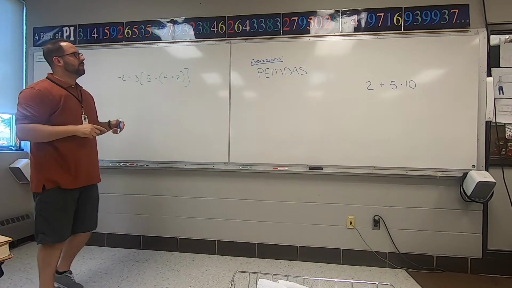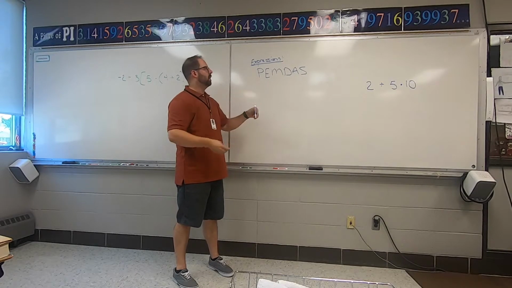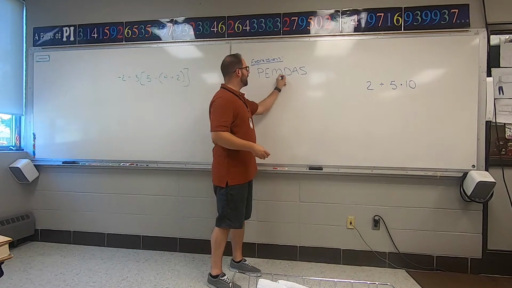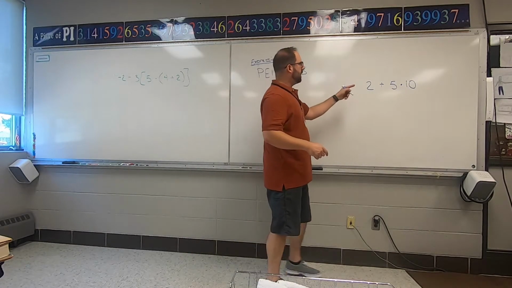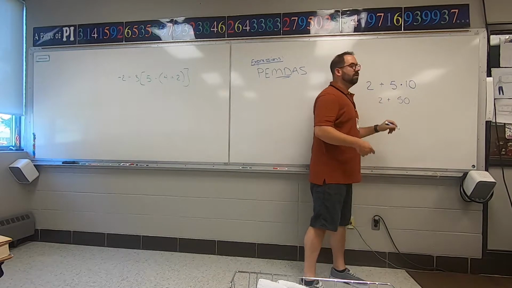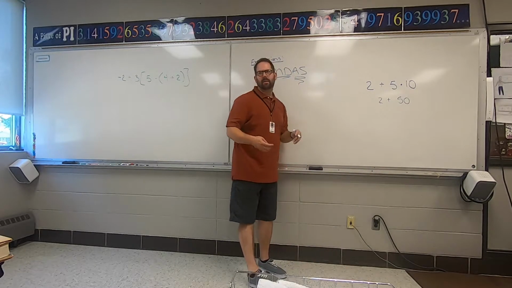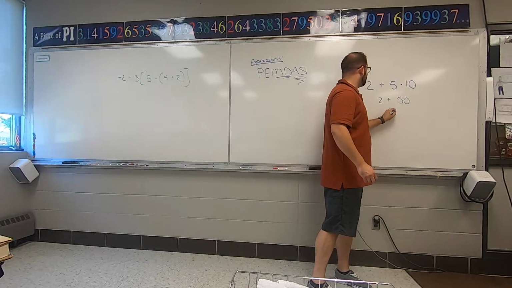But by having this little order, it guarantees that everyone gets the same answer as your neighbor next to you. You have to look for parentheses. There is none. You have to look for exponents. There is none. You look for multiplying or dividing. These go together, by the way. Multiplying and dividing are the same operation. Well, I do have that. That's 50. Right? Then you look for adding and subtracting, because adding and subtracting are the same thing. And then you'd add, and so your real answer is 52.